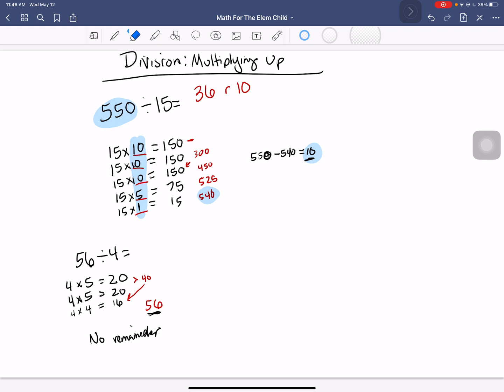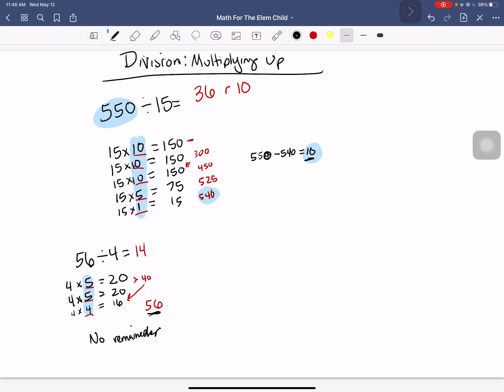So our answer, if we count this up, we have 5 plus 5 is 10, plus 4 equals 14. So 56 divided by 4 equals 14.